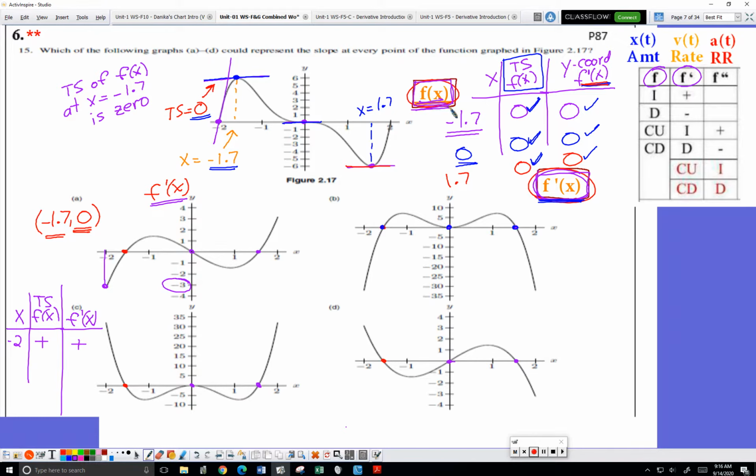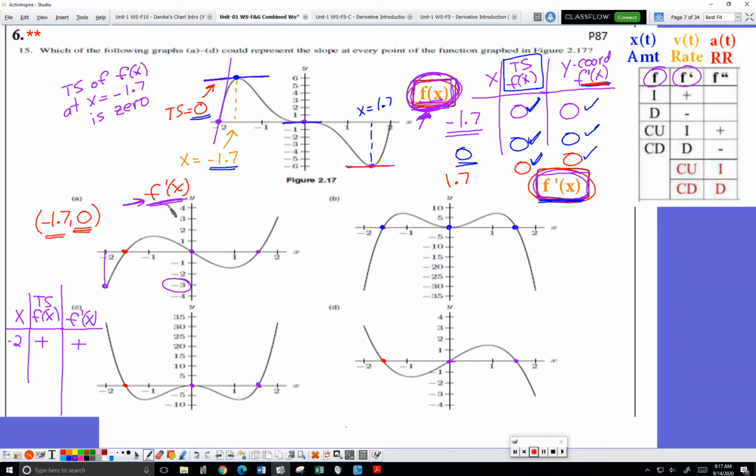See, the word derivative means derived from. So this is derived from this. So whatever these tangent slopes are, that must be these y-coordinates. That's a big mismatch.